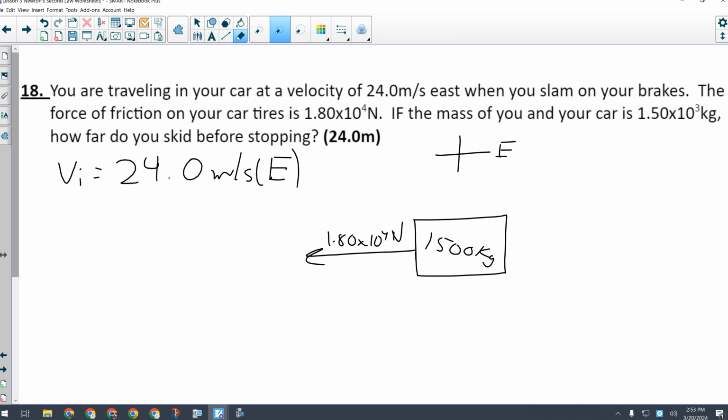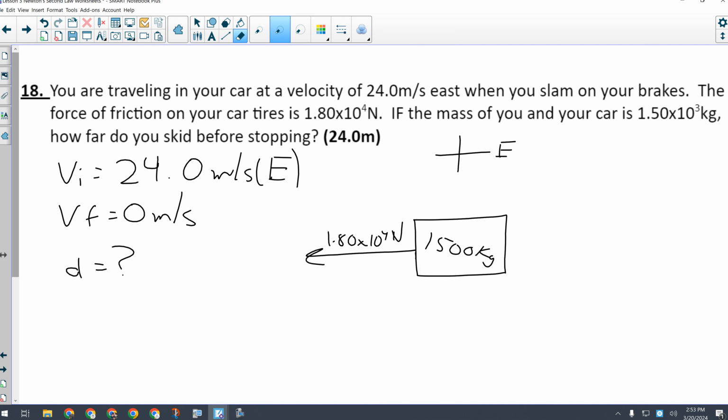What did they inadvertently tell me there? Final velocity. Right. They want me to find how far I go before I stop. What else do I need to get that? Acceleration. Yeah, I need the acceleration.